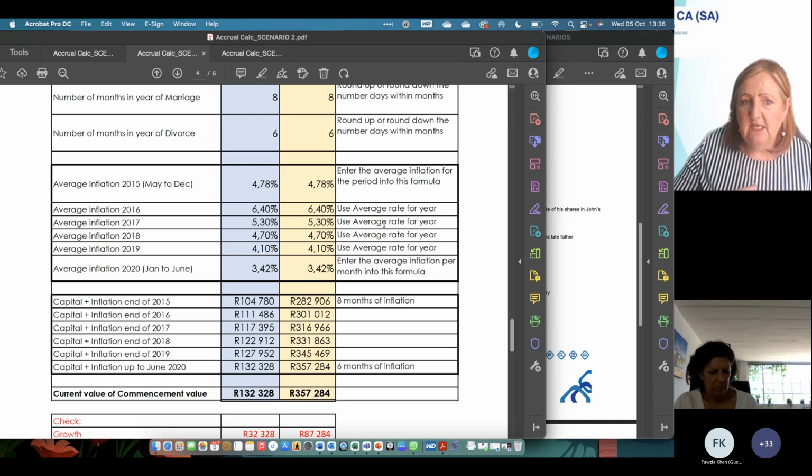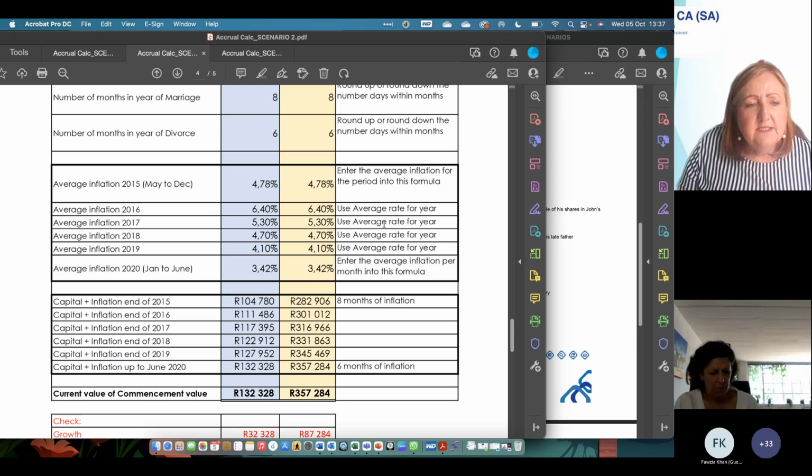And you do exactly the same for Jill on her side. So her 270,000 that she had in the beginning of the marriage is now worth 282,906 Rand at the end of December.